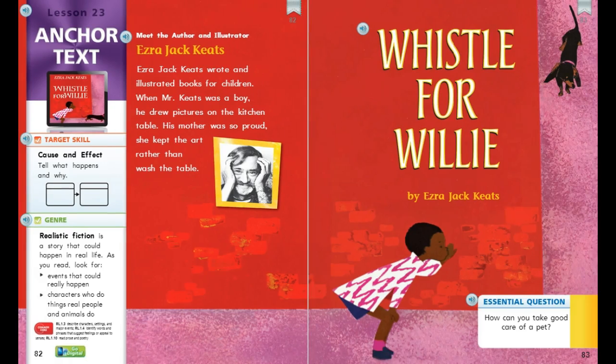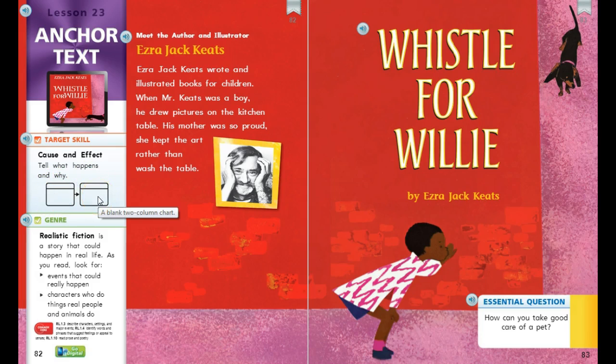Turn the page. Here we see the cover, Whistle for Willie. It's by a man named Ezra Jack Keats. He wrote and illustrated books for children. When Mr. Keats was a boy, he drew pictures on the kitchen table. His mother was so proud, she kept the art rather than wash the table. That's kind of silly.